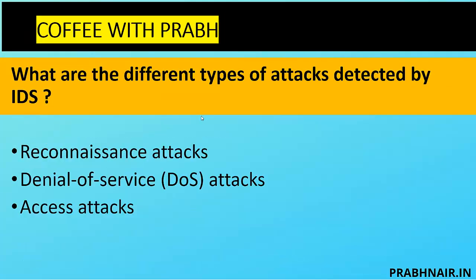So first is called reconnaissance. Reconnaissance attack means someone from the outside is trying to gather information by sending some kind of malware packets. They want to understand what operating system they are running, what services they are running. So IDS is able to detect this pattern.